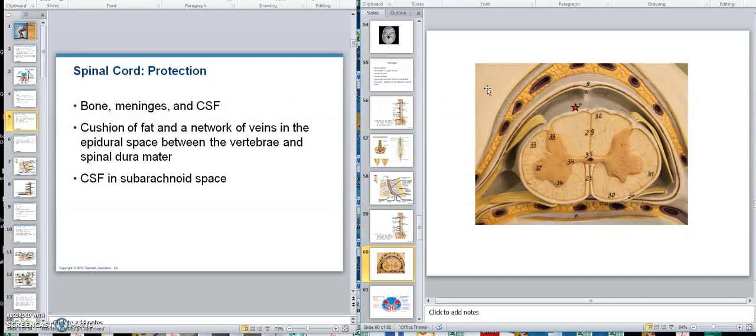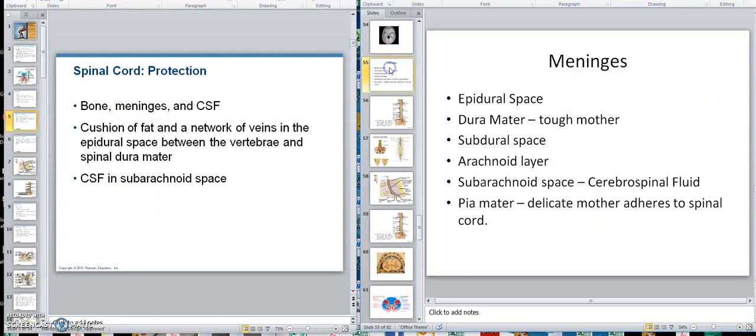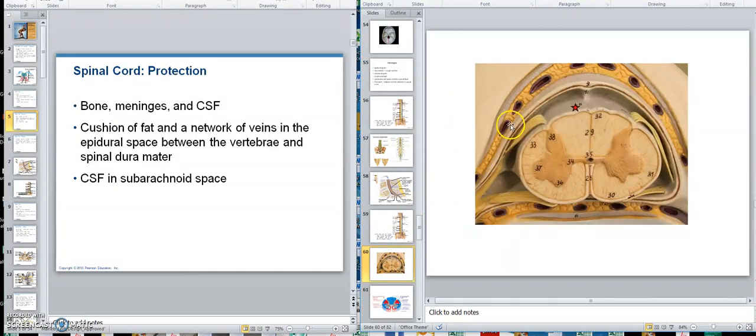So now let's go to the meninges. With the meninges, you have an epidural space. That's a space above and outside the first layer of the meninges called the dura mater. Let's go back. If this is the dura mater, that would be outside of that. Okay? Dura mater. And in that space would be fat and a network of veins in this epidural space.